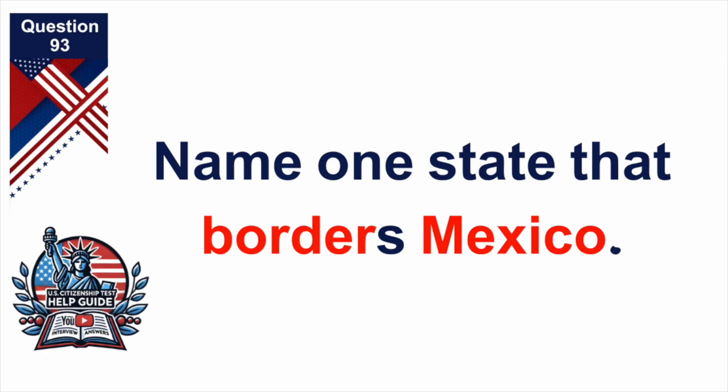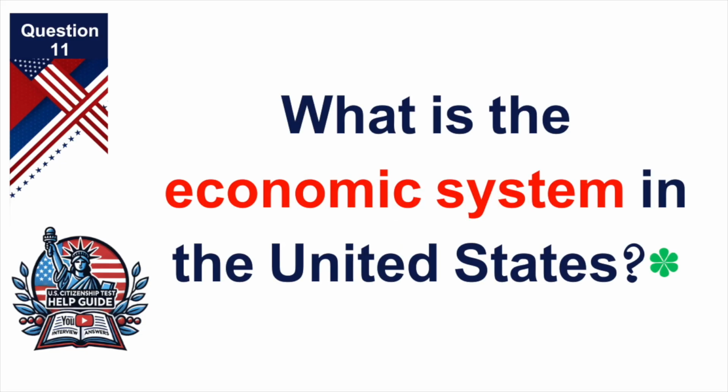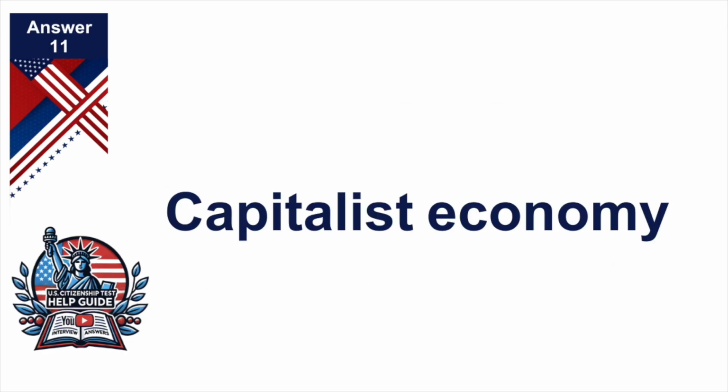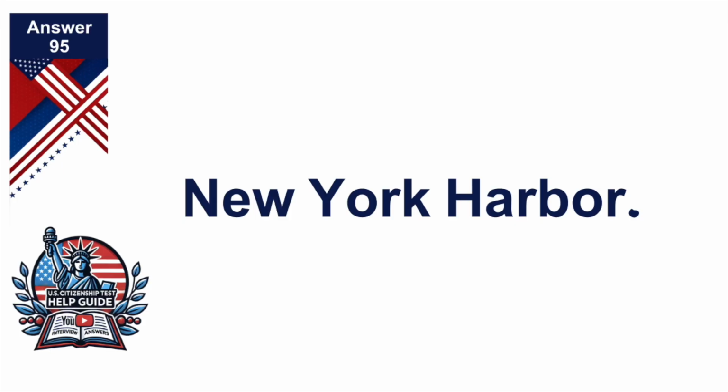Name one state that borders Mexico. California. What is the economic system in the United States? Capitalist economy. Where is the Statue of Liberty? New York Harbor.